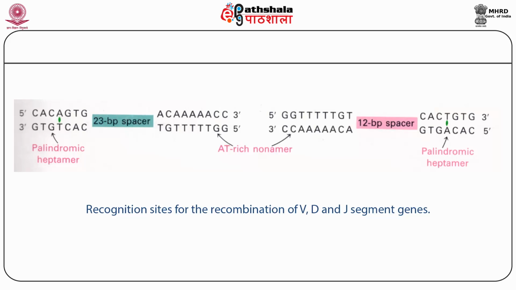V and J gene segments are flanked by 23 base pairs. Hence, VV, JJ, VJ recombination cannot take place. This ensures that the sequence which finally is formed has to be a VDJ sequence. Thus, only a properly formed Ig gene is expressed.